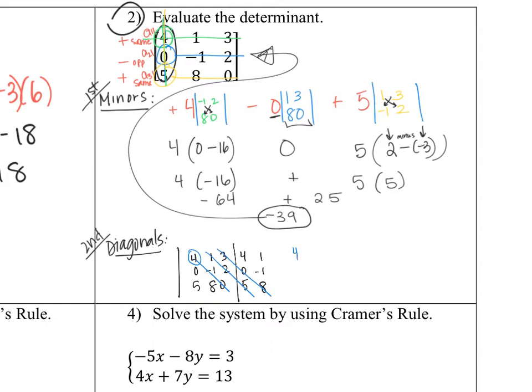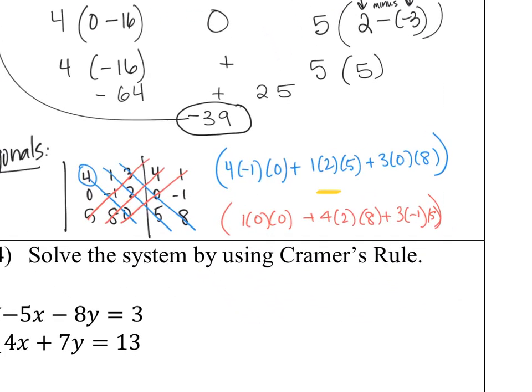So that's going to be 4 times -1 times 0, plus 1 times 2 times 5, plus 3 times 0 times 8. That's the forward direction, so we find that whole quantity. Then we're going to subtract the diagonals going the other way. Individually, let's multiply 1 times 0 times 0, plus 4 times 2 times 8, plus 3 times -1 times 5. And so we need to figure out those 2 quantities.